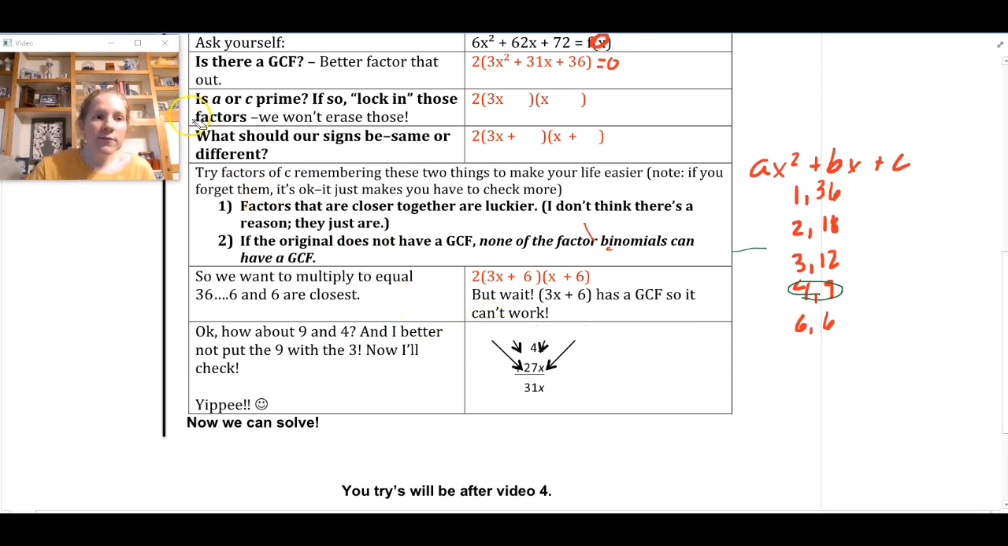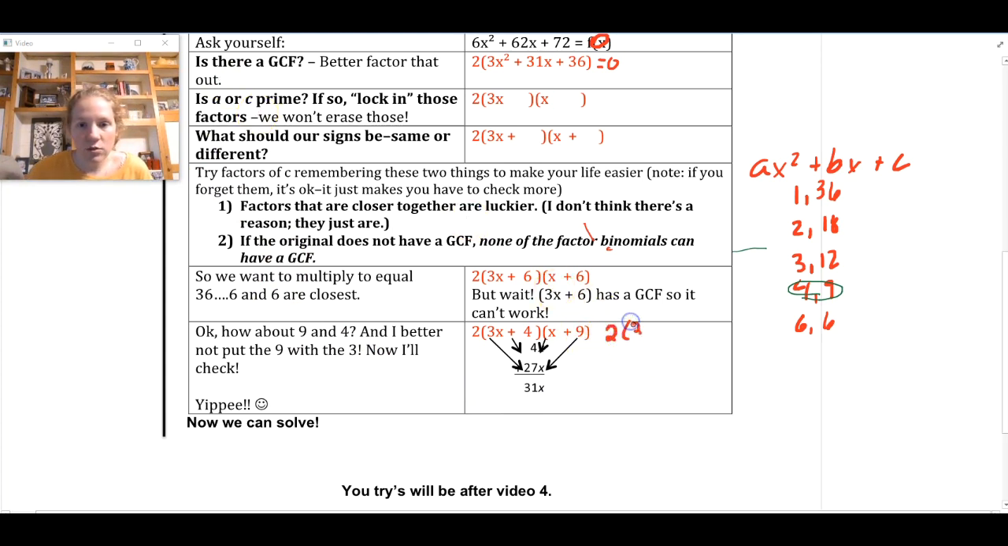When I multiply 4 and 9, or when I plug those in, 3x times 9 is 27x. 4 times x is 4x. 4 plus 27 is equal to 31. That means I've got my answer and I'm done. So let me go a little bit slower and show you what I mean by that.